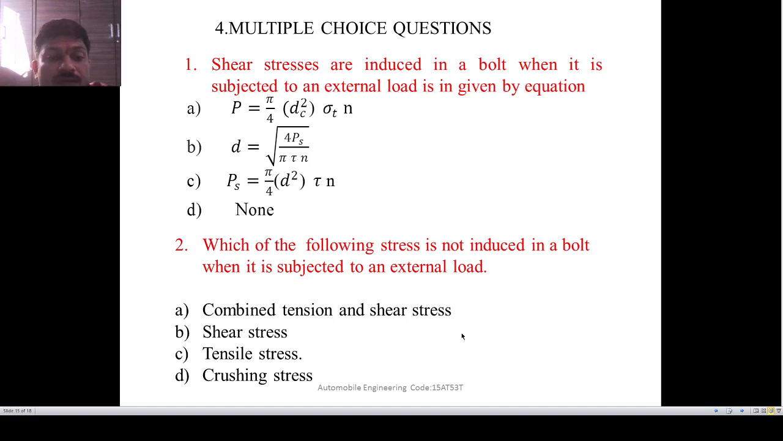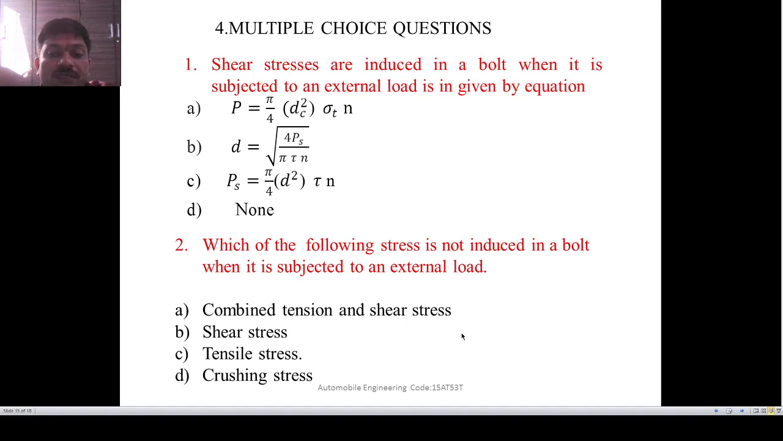And D is none of the above. Anybody tried? Which is the correct answer for this problem? The correct answer is Ps equals pi by 4 d squared into tau into n, option C, because this is the basic equation for the design. Okay, next let us take another one.